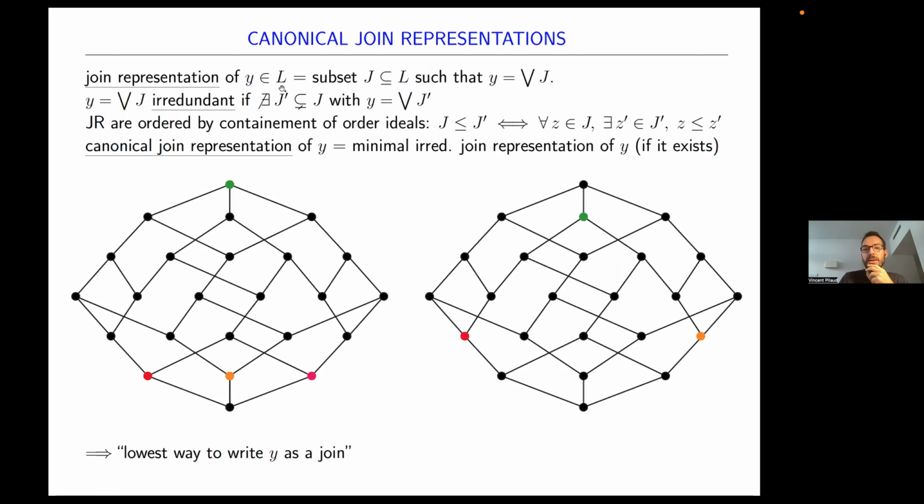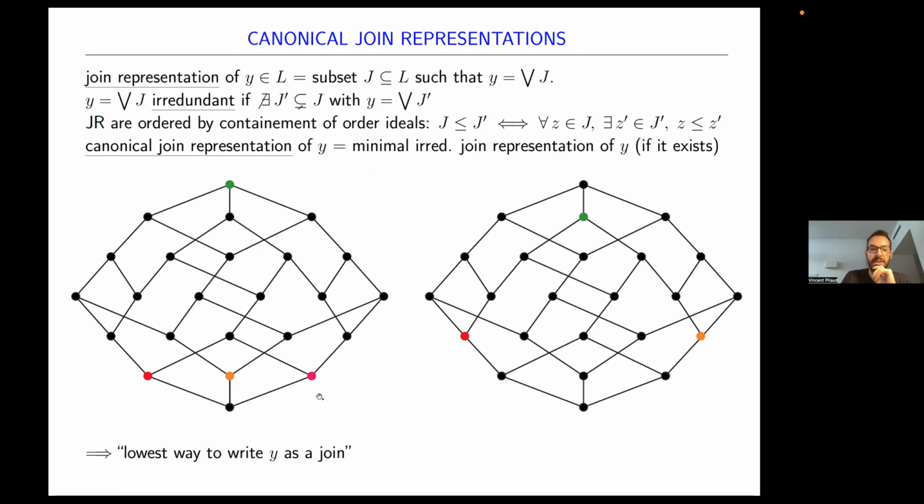So a join representation of an element y is just a way to write y as a join. So, well, one way is just to take y. y is a join of itself. But you want to look at all possible ways to do that. And the first thing that we would do is keep only those representations which are irredundant, meaning that I don't want to have a sub-representation which still represents y. And among these join representations, I can order them by inclusion of their order ideals. So I say that J is smaller than J prime if anything which is in J is below something which is in J prime. And I would call canonical join representation of an element y the minimal irredundant join representation of y, if it exists.